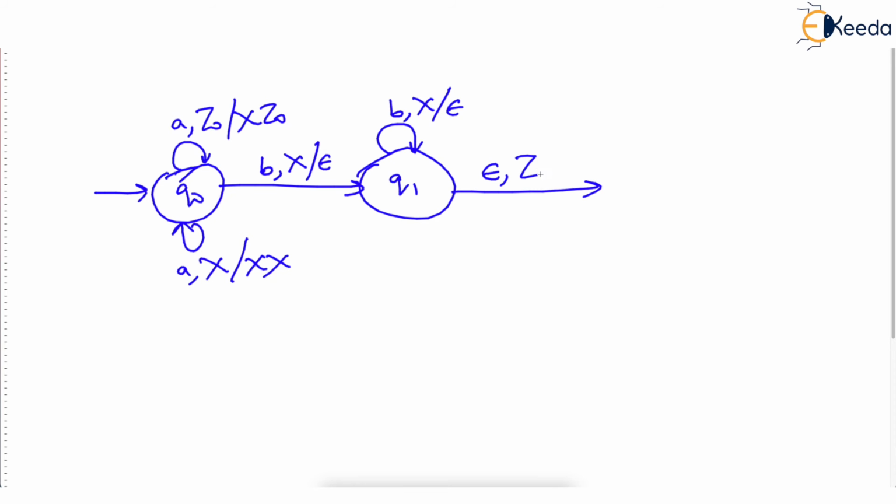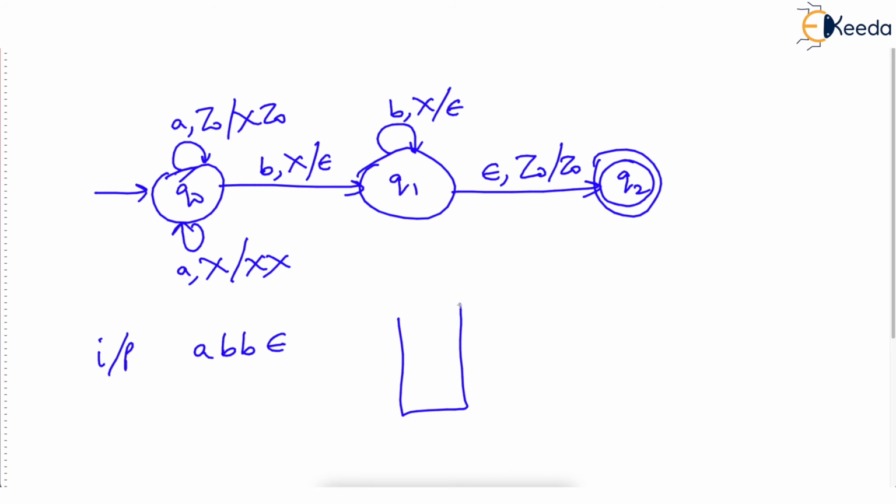On reading epsilon, if top is Z0, we will keep it as Z0, and Q2 is the final state. Take an input such as A double B. You know this should be rejected. Okay, draw the stack. Initially Z0 is the top. Now input is A, Q0 is the initial state. Input is A, top is Z0. What are we going to do? Push X. So X got pushed, and we are still in Q0 state due to this loop.